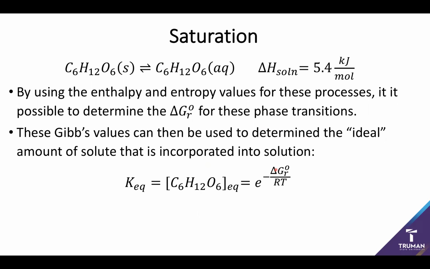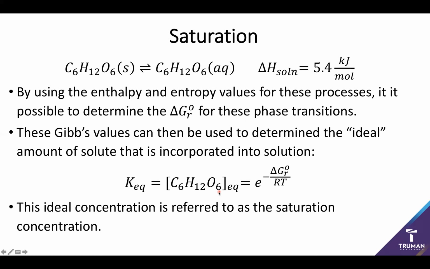We can use these values to figure out the Gibbs free energy for this reaction. And then what we can do is use our equilibrium constants that we've brought forward together previously. And if you remember, that's just going to be the concentration of products over reactants. In this case, since our reactants are a solid, only the products end up showing up in our equilibrium constant. And so this means we can determine our equilibrium concentration of glucose that has dissolved in water simply by knowing the temperature of the system and our Gibbs free energy. So this produces an ideal concentration for the glucose to achieve.